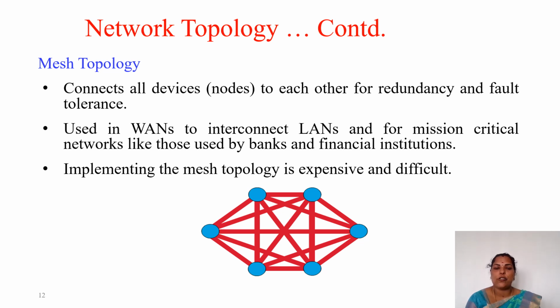Mainly this mesh topology is used in WANs to interconnect LANs and for mission critical networks like those used by banks and financial institutions. Because banks and financial institutions play a vital role. If the communication fails, a huge amount may get lost. So there they need redundancy as well as fault tolerance. Implementing the mesh topology is expensive and difficult. It is somewhat complicated, but in order to have the fault tolerant facility, we go in for this mesh topology.